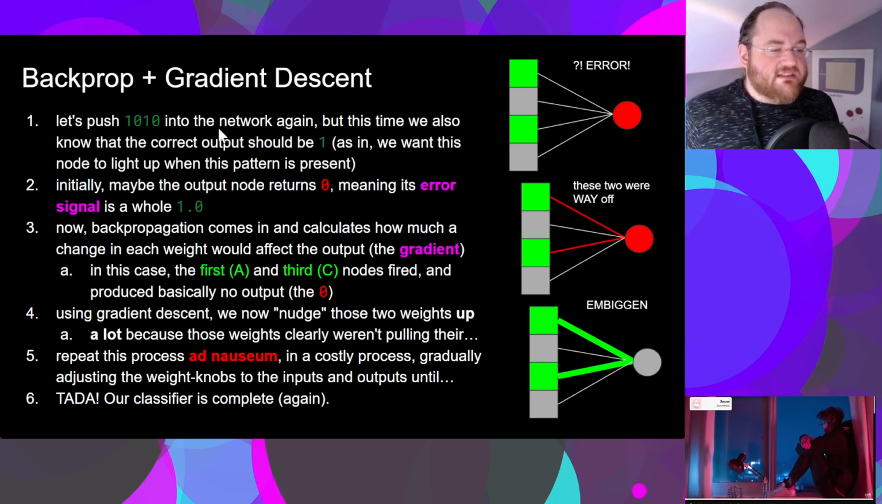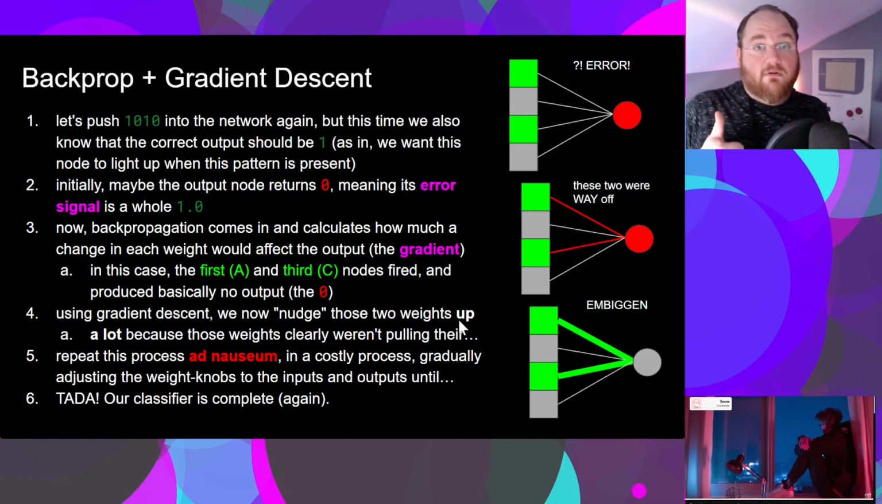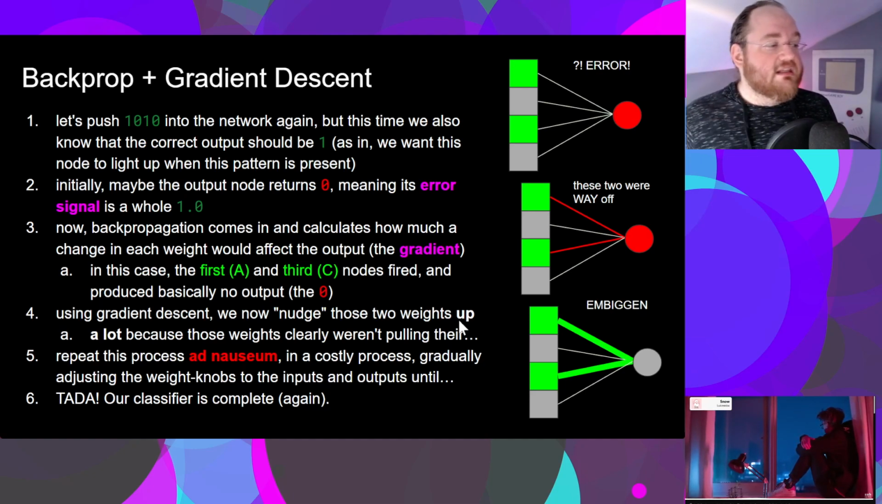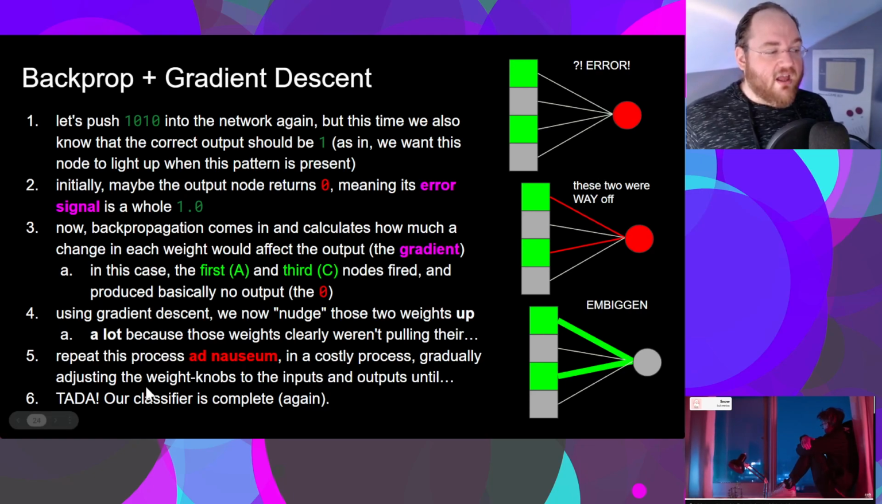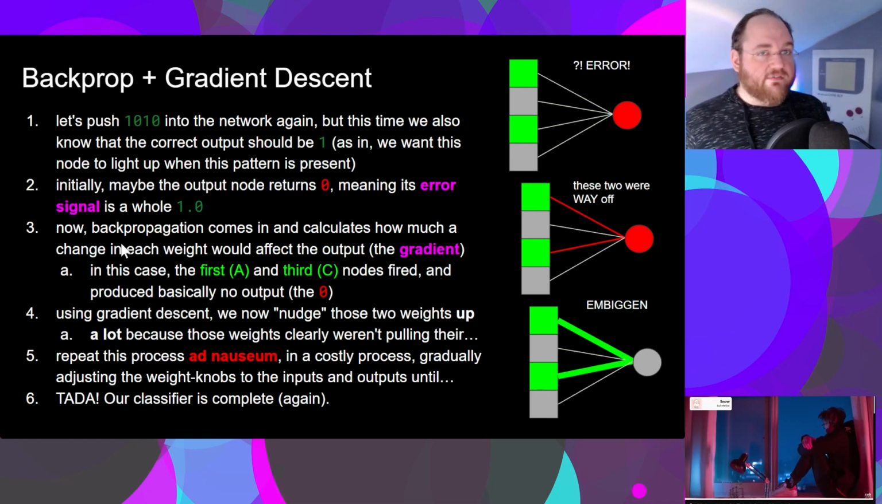And the idea here is we see, okay, so these were way off, and they were way off in a specific direction. Gradient descent comes in and says, okay, I'm going to nudge these weights up, because obviously the weights aren't strong enough to produce the desired output on these nodes. And we've got to push them up a lot, because those weights really weren't pulling their own weight. Repeat this process, ad nauseum, a lot. But gradually, this process will turn those knobs over and over until it really strengthens them and we get, again, a similar kind of classifier.